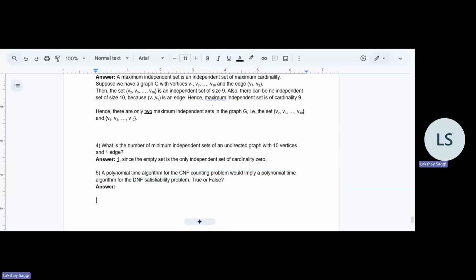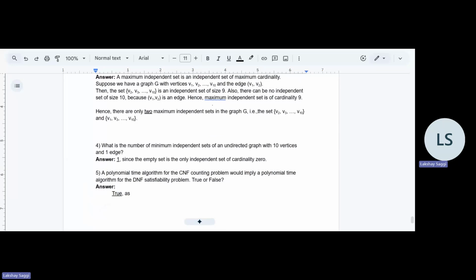So actually, the answer is true. And why is this the case? Because there was already a claim which we discussed, right?